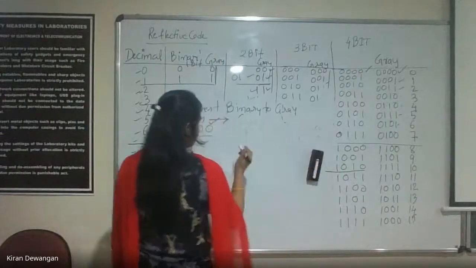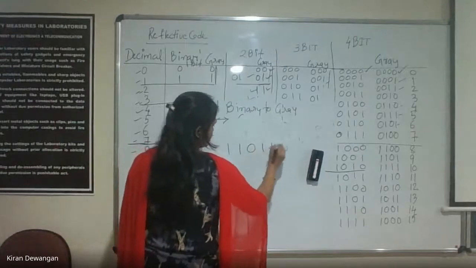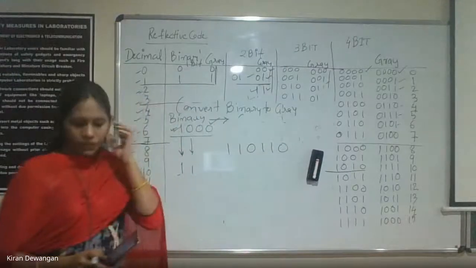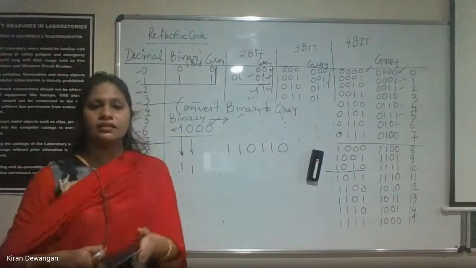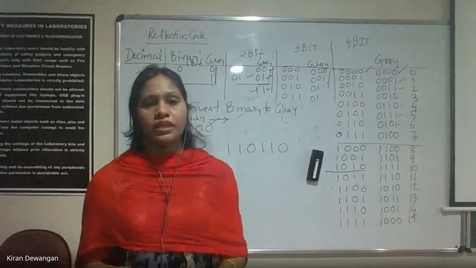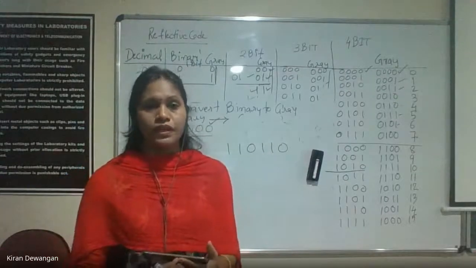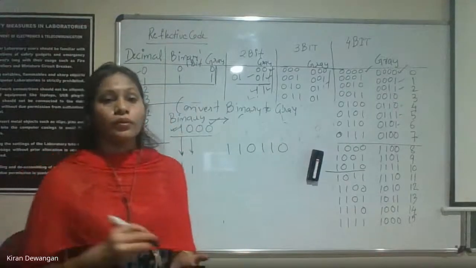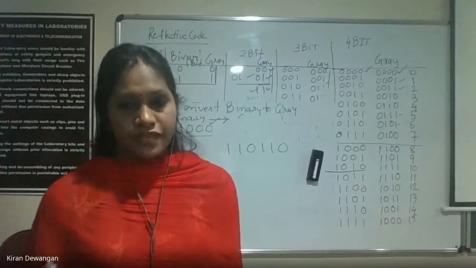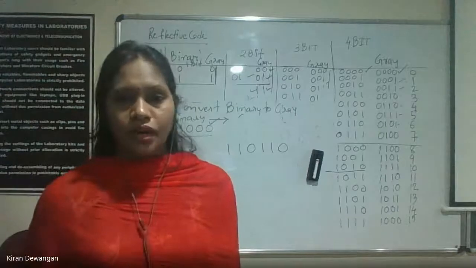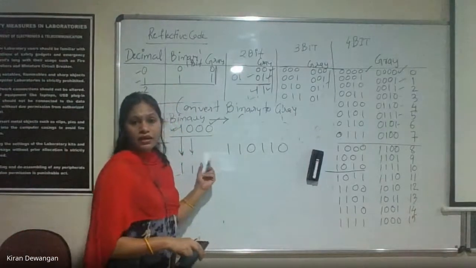Now I'll give you 110110. Can you convert it to gray? Yes? Give me the answer. Just try it out and give me the answer. I want an answer right now. 110110 is a 6-bit binary. I have said gray can be of any number of bits, so here I have used a 6-bit binary. What is it?